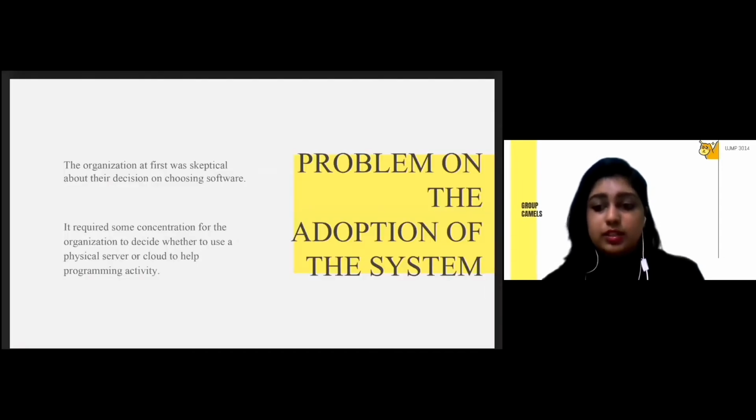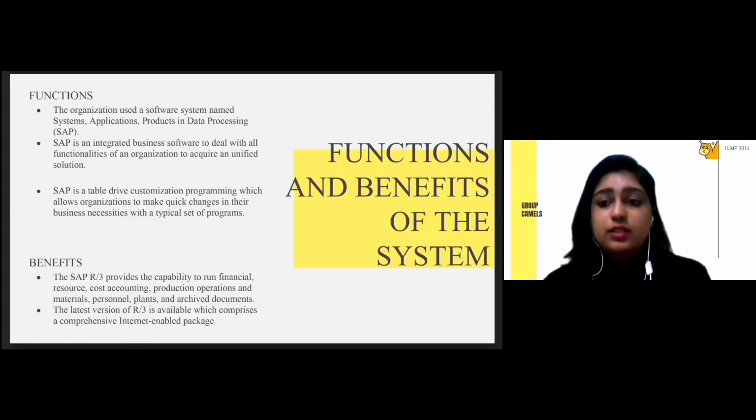Obviously, this organization faced one or two problems at the earlier stage when they wanted to adopt the system. They were skeptical on choosing software because they had to think which is the best, either physical server or cloud, to help programming activity. Now, let's look at how the software system works and what are the benefits it gives.